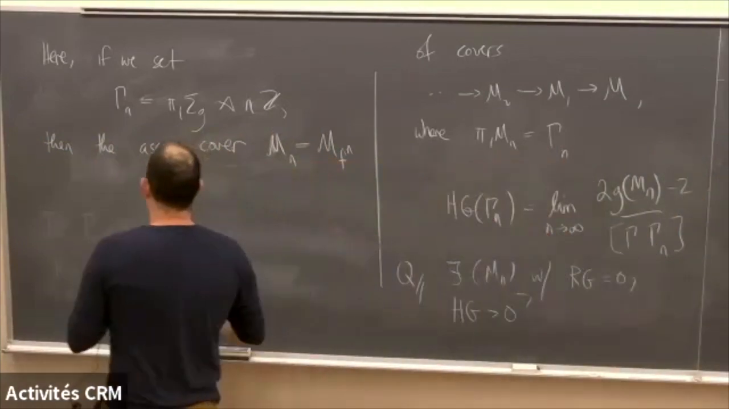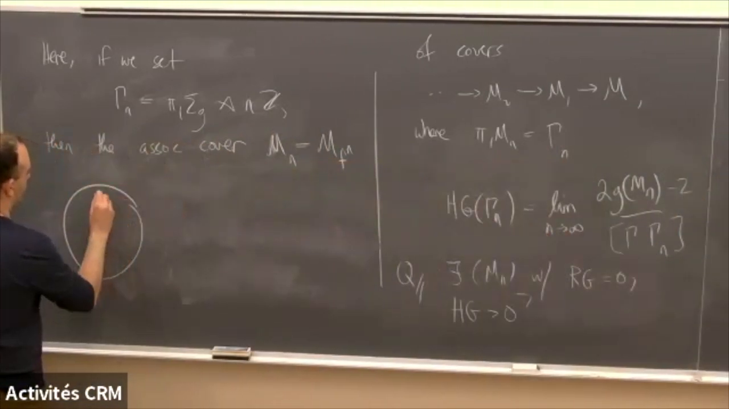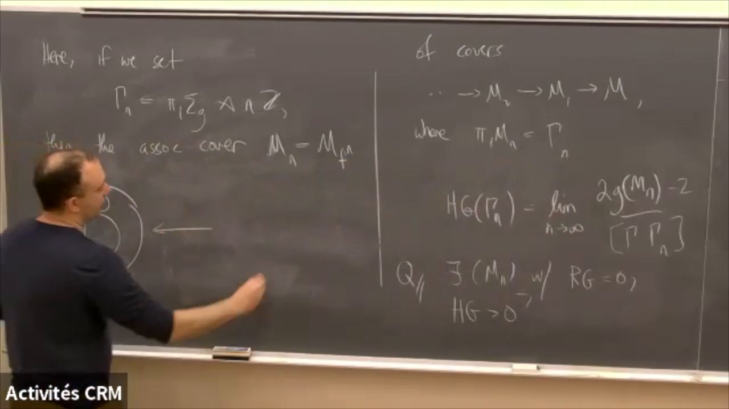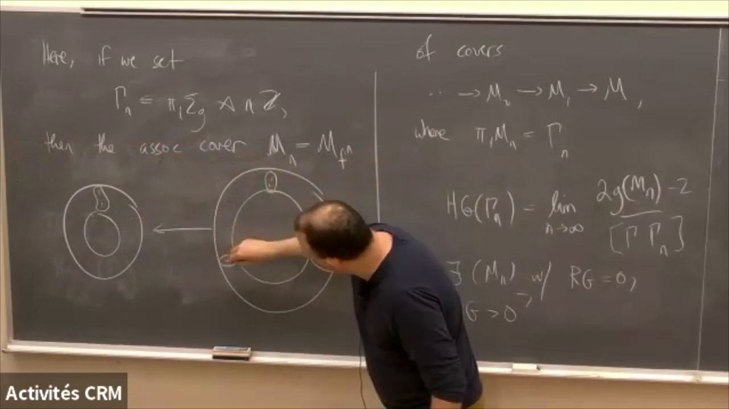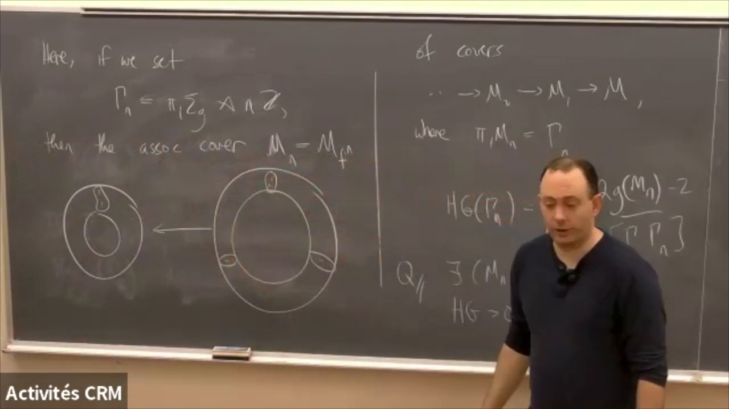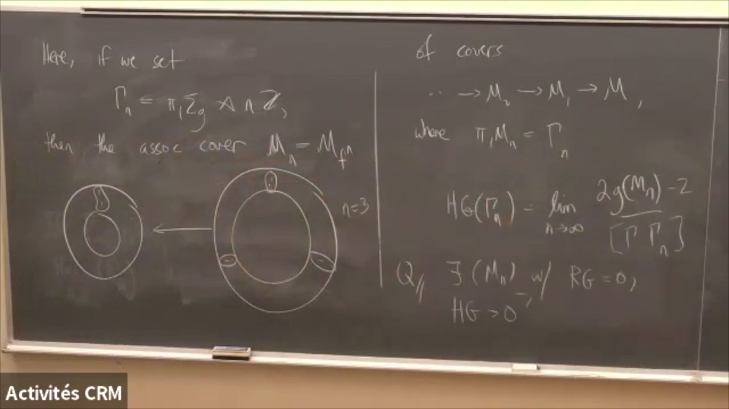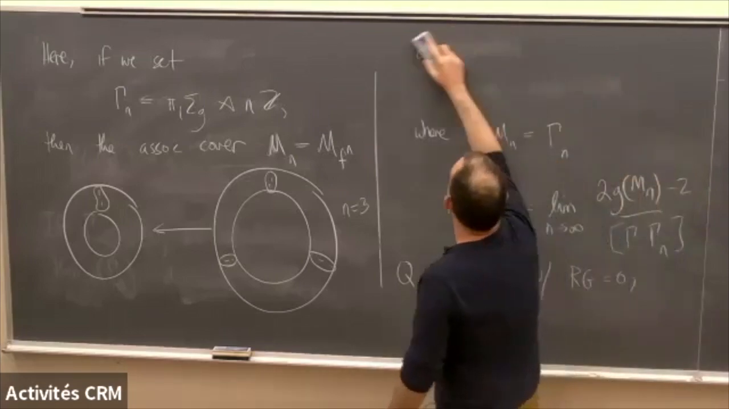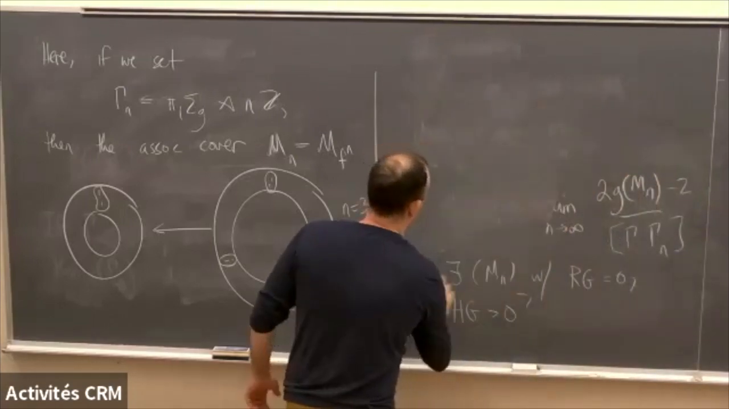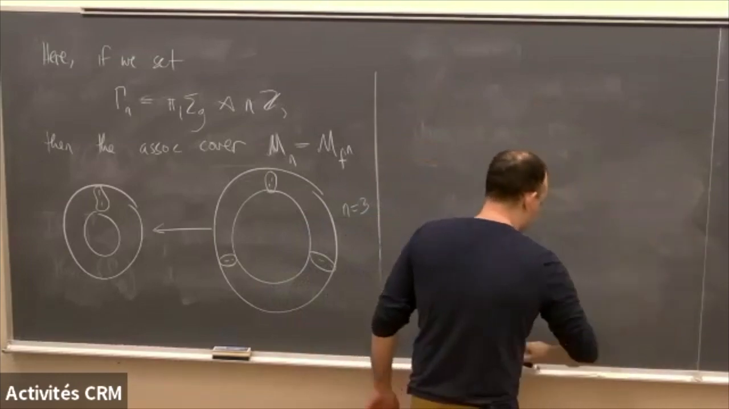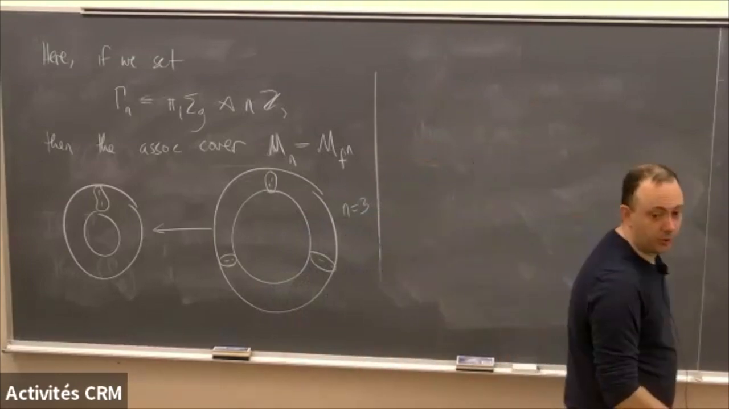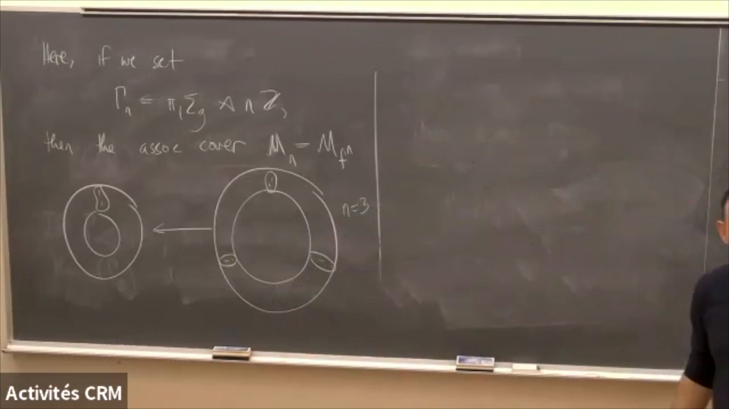Okay, and the picture you should have in your mind here is, here's your mapping torus, and then what are you doing? You're taking a cover that looks like this, say, where here n is 3. All right, makes sense so far? Okay, so then what do you get from this? Well, if you take this tower of covers, or this chain of finite index subgroups, the rank gradient and the Heegaard gradient are both 0.